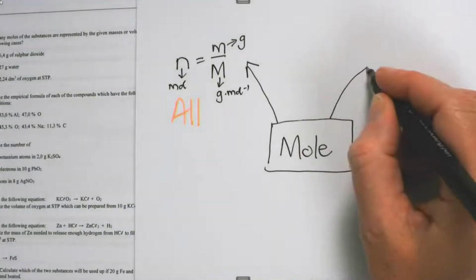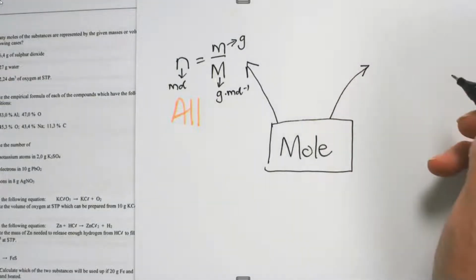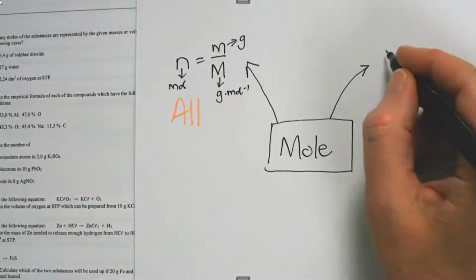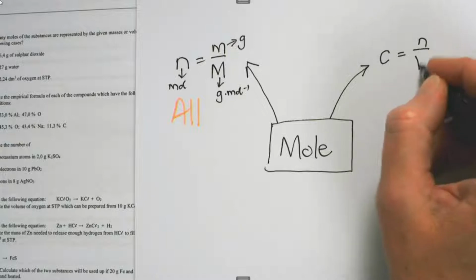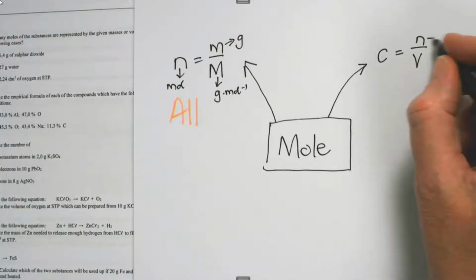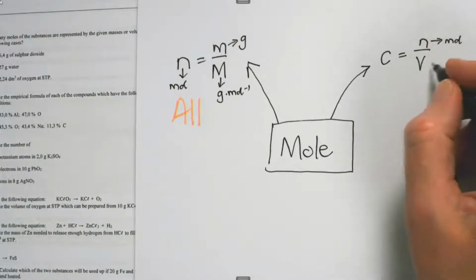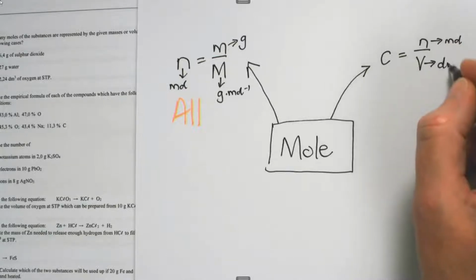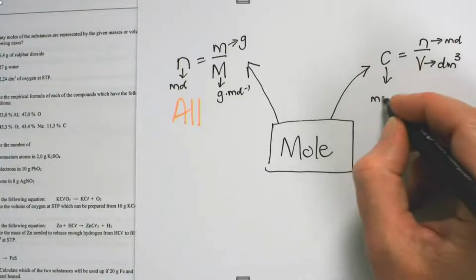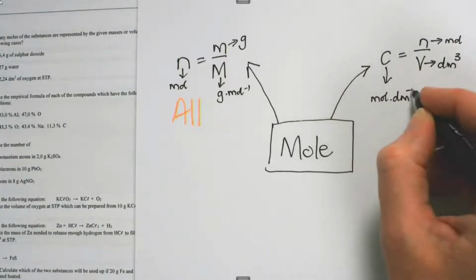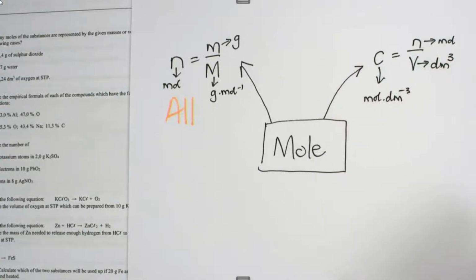Then you get another one that you use just for solutions, and that is the concentration equals n divided by V. So n is measured in mole, V is measured in cubic decimeters, and c is measured in mole per cubic decimeters. So that is concentration.